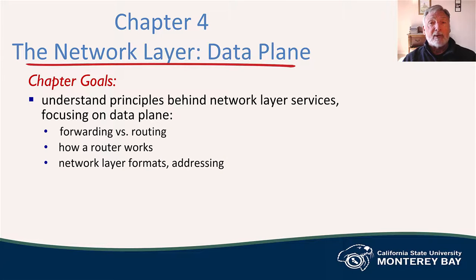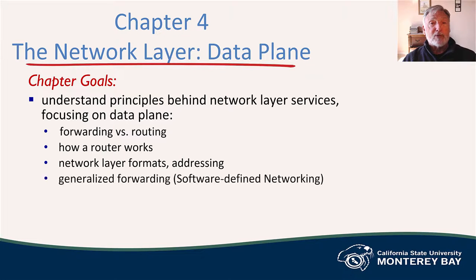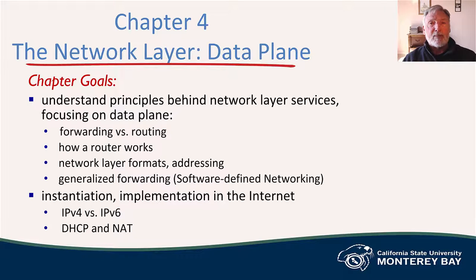We will examine the IP version 4 packet formats as well as network addressing. We will be introduced to generalized forwarding, a new paradigm of network layer implementation where the data plane and control plane functions are realized in separate systems. This is called software-defined networking. We will then look at how IP version 6 differs from IP version 4. Finally, we'll also examine 2 protocols used in network addressing, DHCP and NAT.